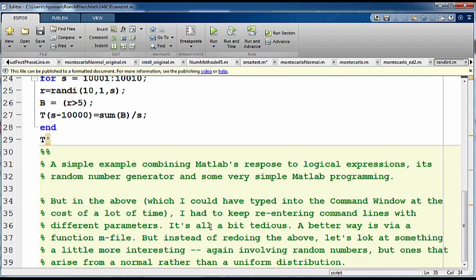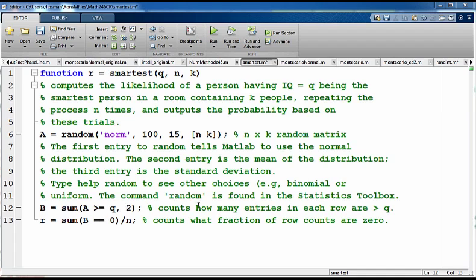And so we want to see how to implement a function mfile so that I don't have to keep re-entering parameters with different values. But instead of redoing the above, I'm going to look at something a little more interesting, again involving random numbers, but ones that arise from a normal rather than a uniform distribution. Okay, here's our function mfile.